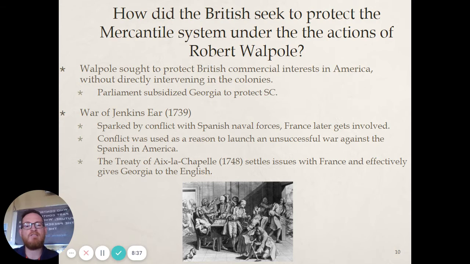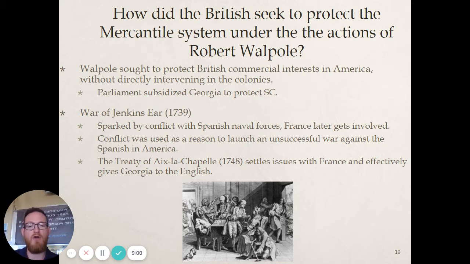So you'd see Parliament would subsidize Georgia to help protect South Carolina. His approach was taking more of a hands-off approach, trying to do things that aren't going to directly affect the colonies. With this, you would have the War of Jenkins' Ear. It actually got named that because a dude named Jenkins got his ear cut off.